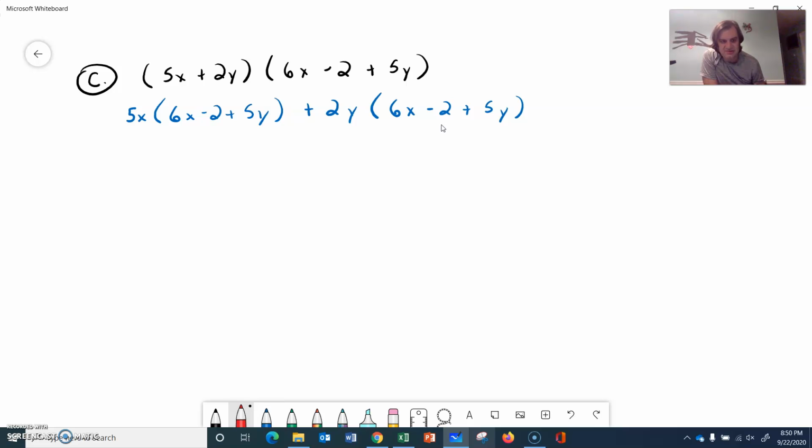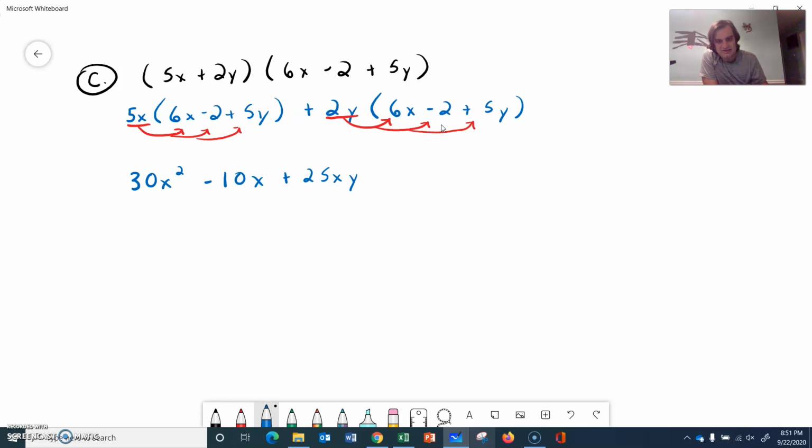So then I'm going to use the distributive property on the first set. Multiply the 5x through everything there. 5x times 6x is 30x squared. 5x times negative 2 will be minus 10x. 5x times 5y is plus 25xy. And then for the second combination, 2y times everything inside the parentheses.